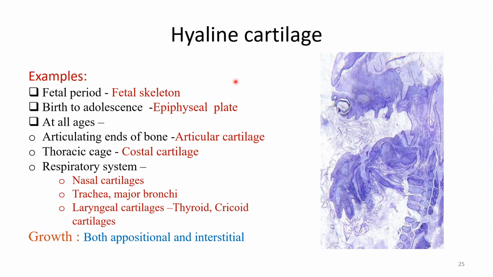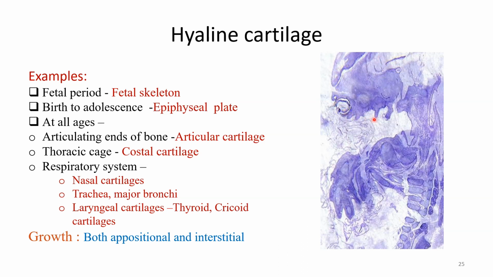Coming to the examples for the hyaline cartilage. During the fetal period, where do we find hyaline cartilage? During the birth to adolescent period, where is it present, and at all ages, where is it present? We will learn. During the fetal period, the fetal skeleton contains the hyaline cartilage. So this is a fetal skeleton.